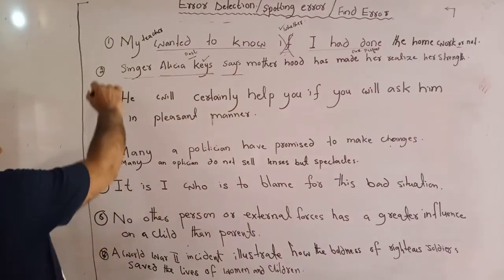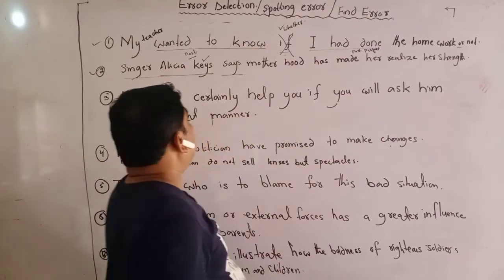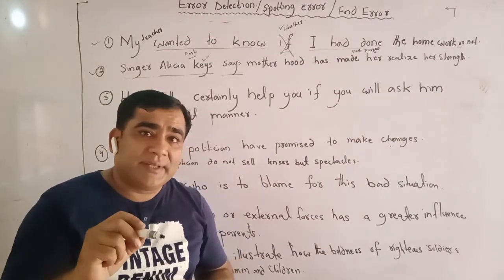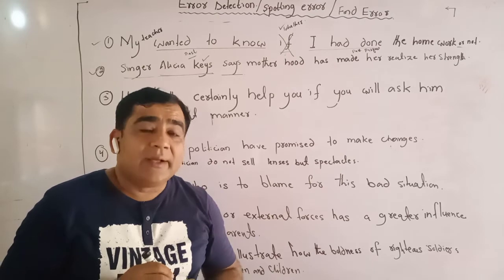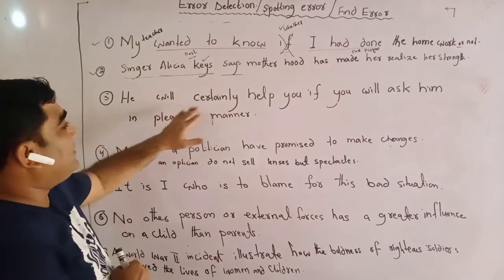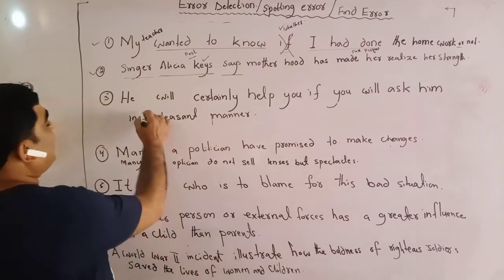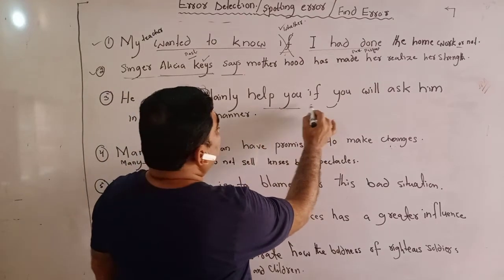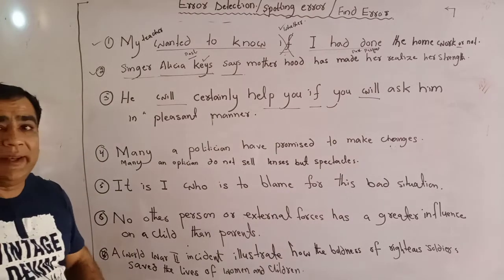Third one: He will certainly help you if you will ask him in a pleasant manner. My first lecture on PPTs was on conditional sentences. Conditional sentences have four types. See the sentence again: He will certainly help you if you will ask him in a pleasant manner. Where is the mistake? Here, if, or will, or no error? Where is the error in this sentence?